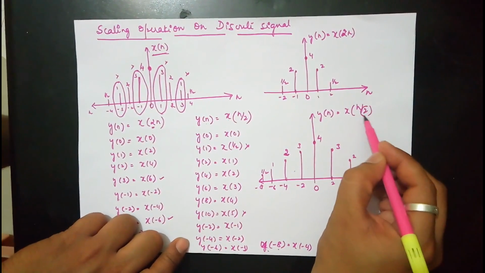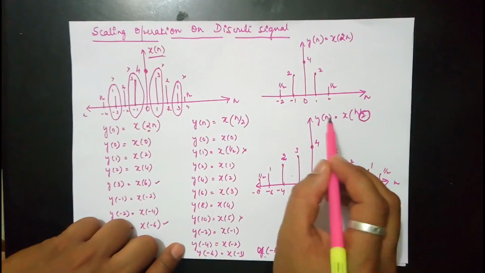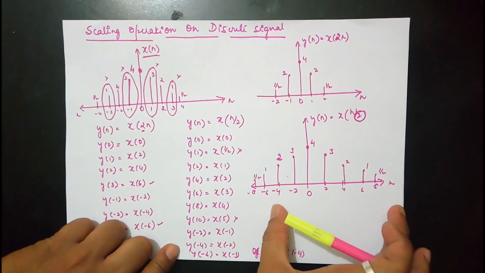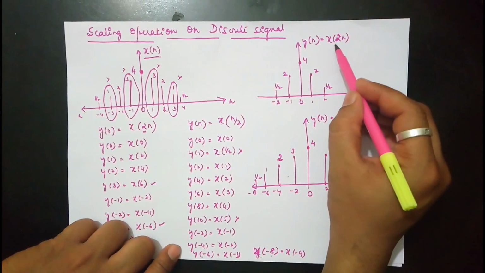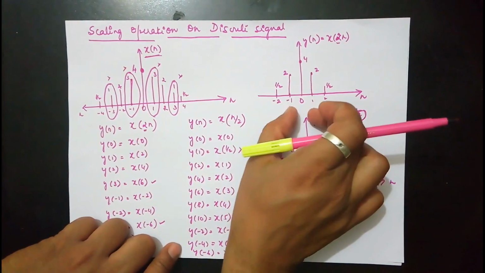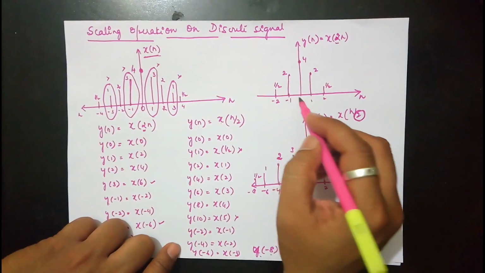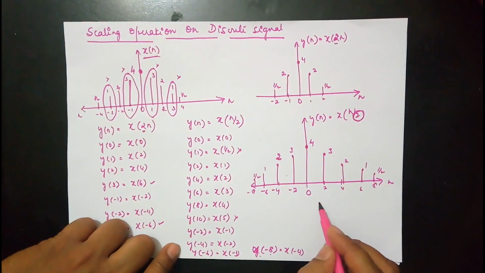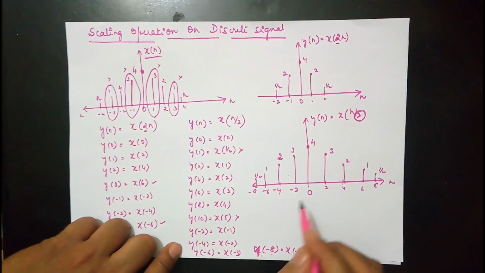That means this multiplying factor has a role to play when it comes to the expansion. It also has a role to play when it comes to the compression, where in compression we lose some of the samples, but in expansion we do not lose any samples.